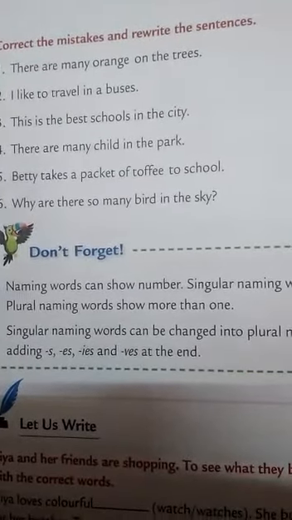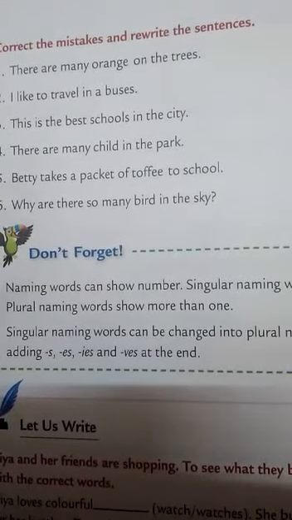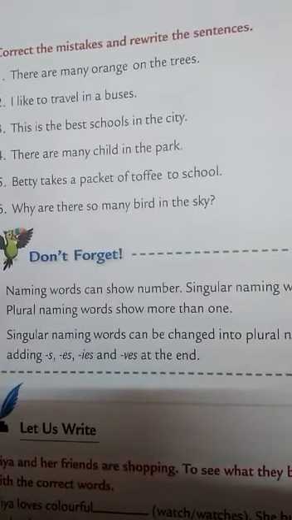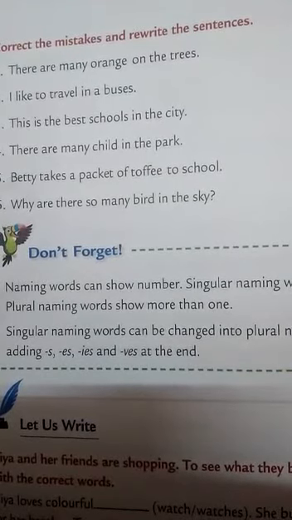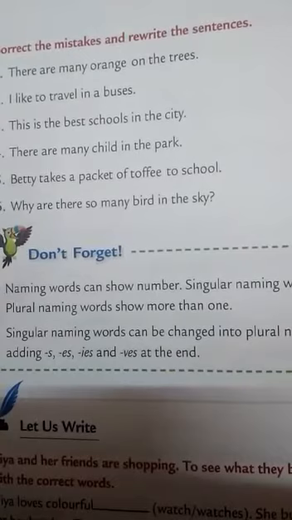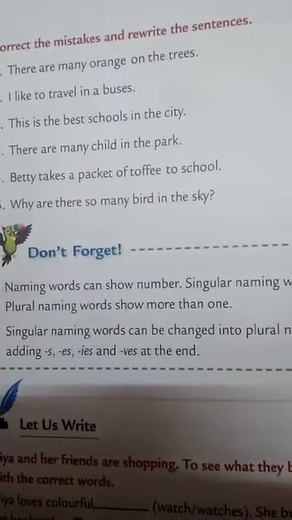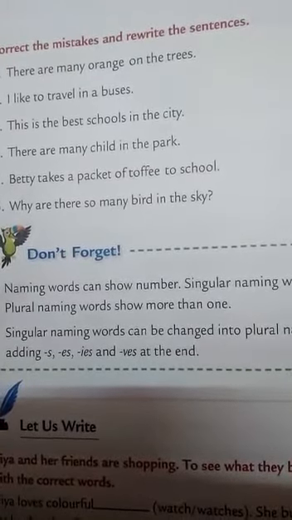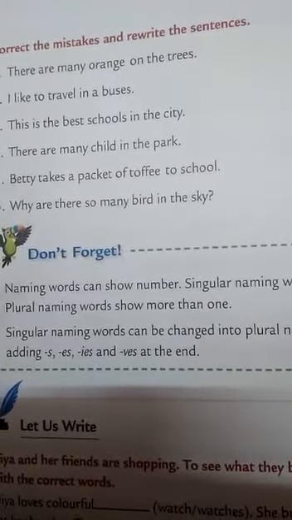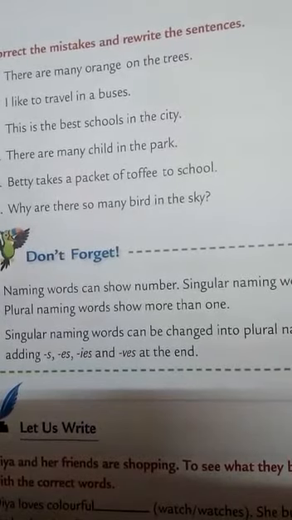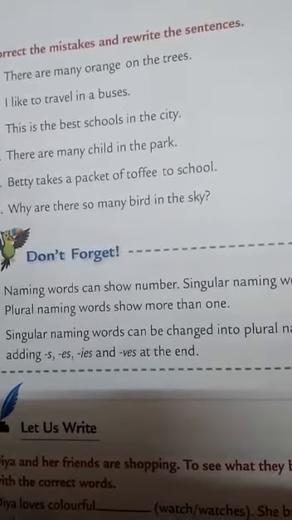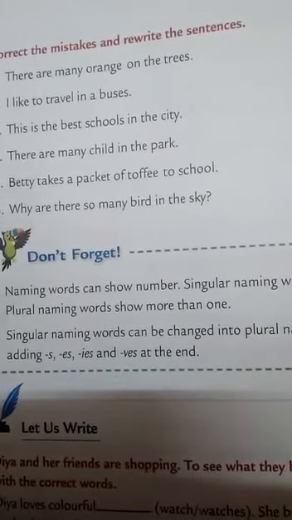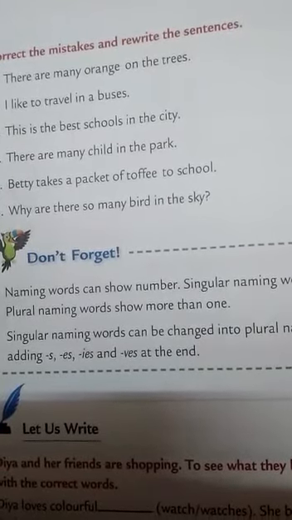Third, this is the best school in the city. Best is used for only one school. So the correct sentence is this is the best school in the city, not schools. Fourth, there are many child in the park. Many means more than one. So what can we use here? Children, not child. The plural of child is children. There are many children in the park.